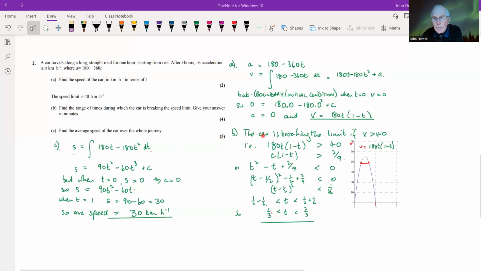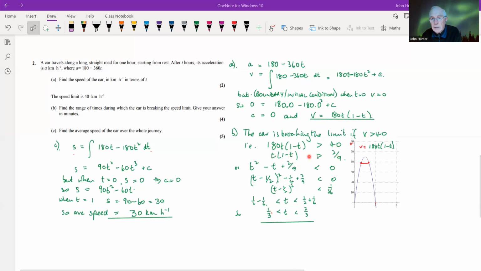So this second part is more about solving an inequality really than anything to do with kinematics. The car is breaking the limit if v is greater than 40. So you can see if we take the line across here at 40, it's this time period here where it just kind of bumps over that horizontal line. So we can express that in terms of an inequality. 180t into 1 minus t, that is the velocity, is greater than 40, and then we just solve for t.